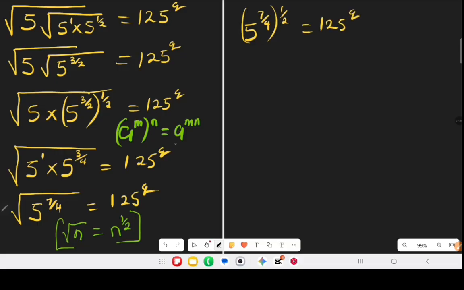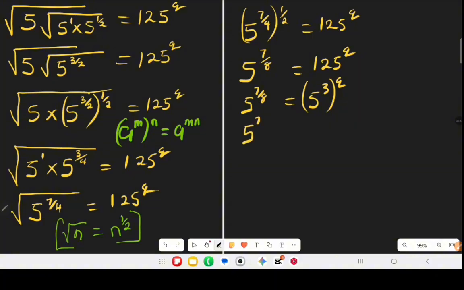When we multiply the powers, applying this law of indices, we are going to have 5 raised to the power of 7 times 1 gives us 7, 4 times 2 gives us 8, equals 125 raised to the power of q. Now we have to express 125 in base 5. We have 5 raised to the power of 7 over 8 equals 5 raised to the power of 3, all raised to the power of q. Then when we multiply the powers, we have 5 raised to the power of 7 over 8 equals 5 raised to the power of 3q.